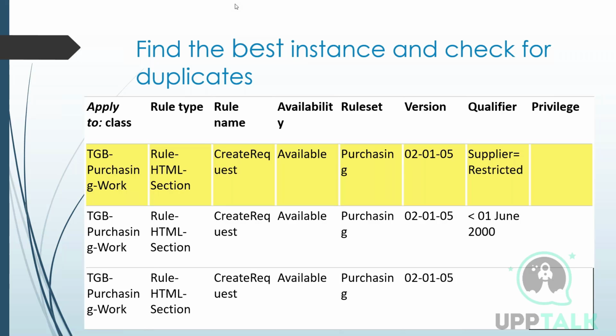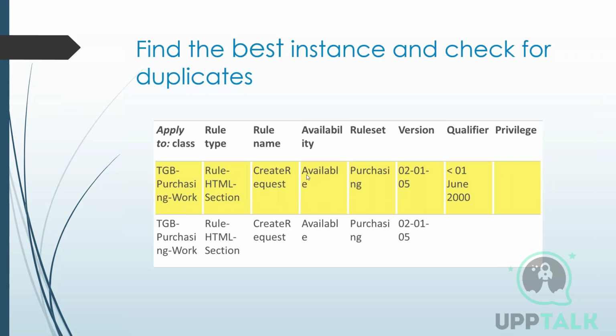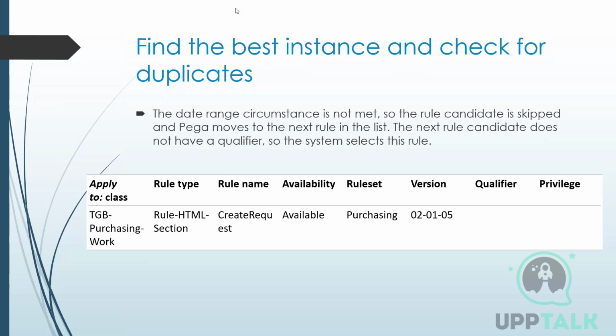Then it is discarded and the system checks for the next available option. Here there's one more qualifier, which is date less than 1st June 2000. If that is the case, the highlighted one is picked. If not, that is also discarded. And then finally, I'm just left with one rule candidate, because none of the others matched my criteria. So the system is going to consider the base rule. This is going to be my best instance now.